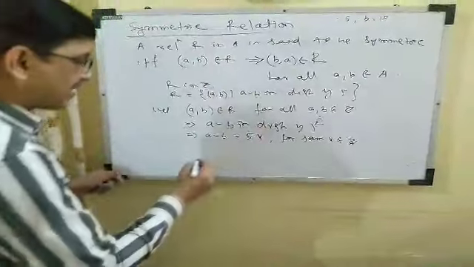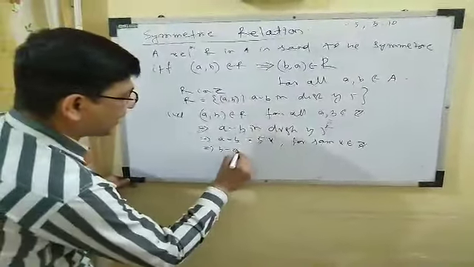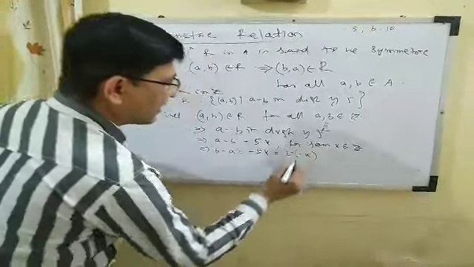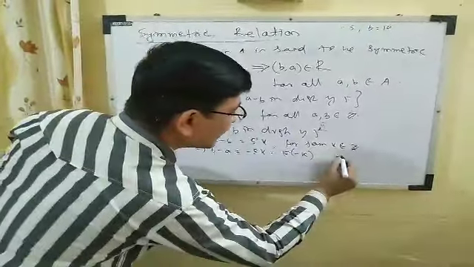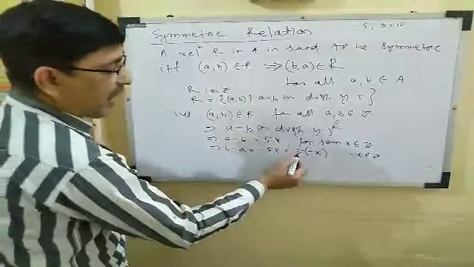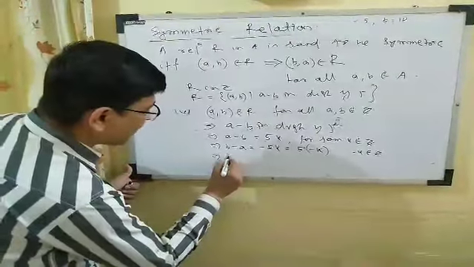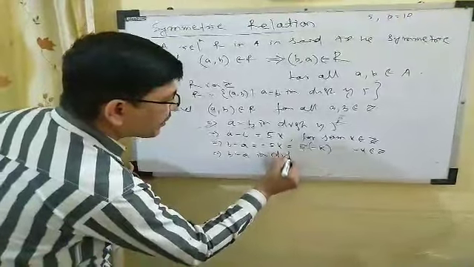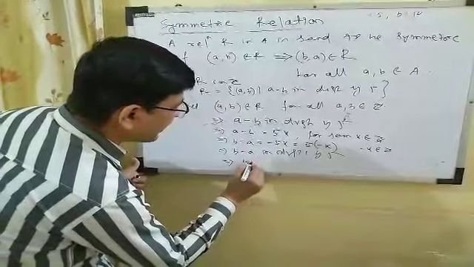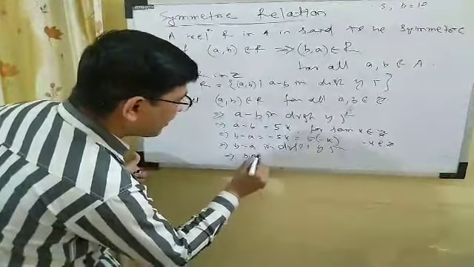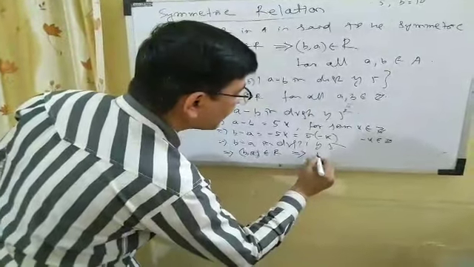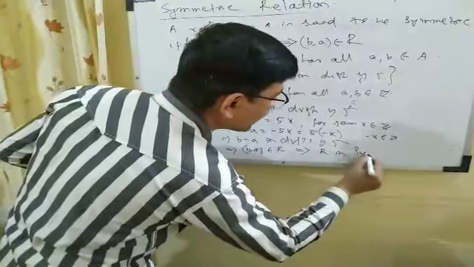And since A minus B is equal to 5k, we can write B minus A is equal to minus 5k, which is equal to 5 into minus k. Since k is an integer, minus k must be an integer, and this B minus A is 5 times an integer, so we can conclude that B minus A is divisible by 5, which implies that BA is an element of R, and which concludes that this relation R is symmetric.